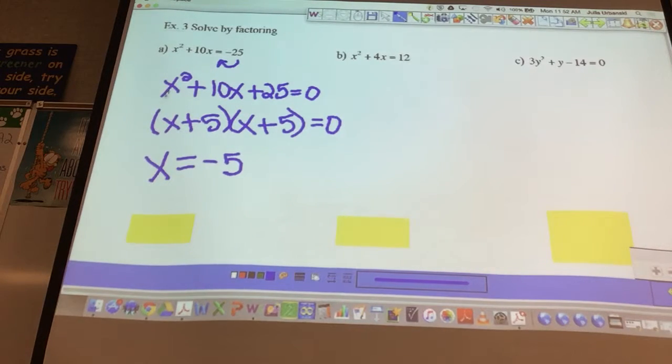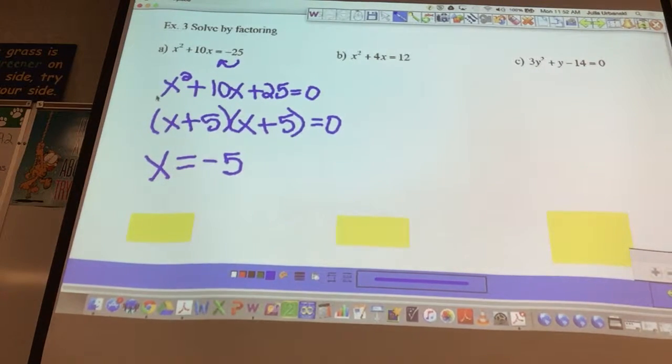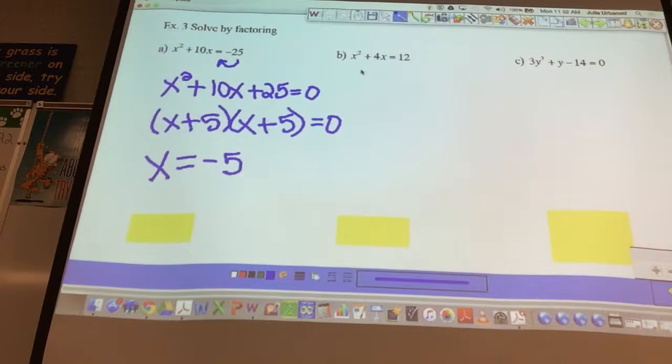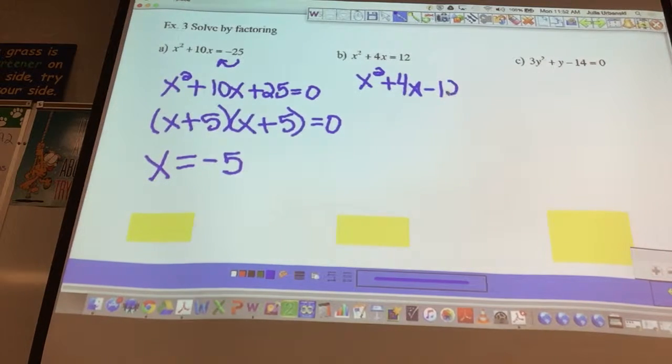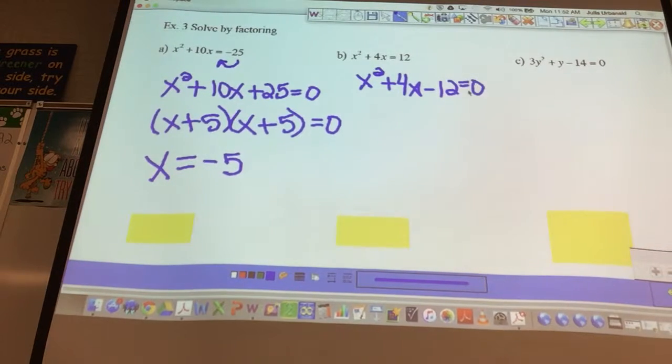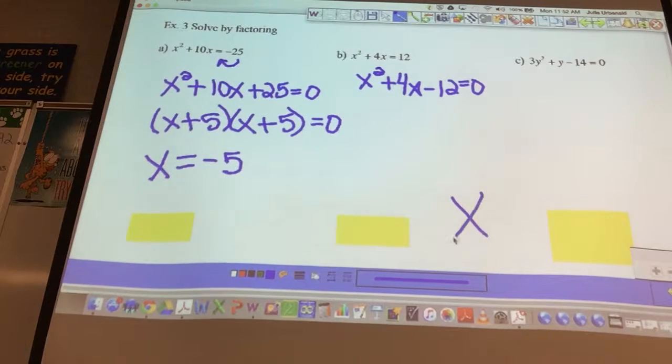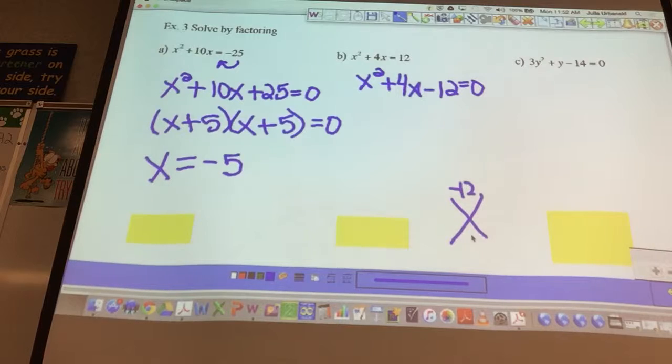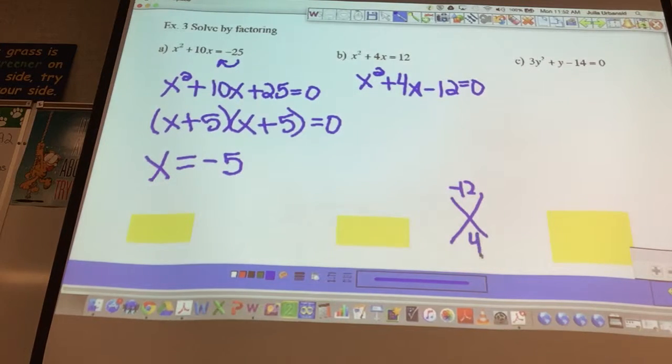I only use that shortcut because there's nothing in front of the x. Letter B, write it the right way. It would be x squared plus 4x minus 12 equals 0. Two numbers: 6 and negative 2. Good. I heard positive 6 and negative 2.